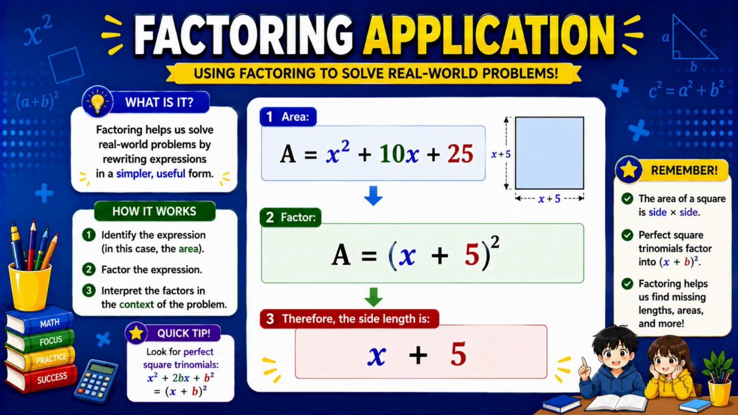Since the area of a square is the square of its side length, we take the square root of the factored expression. Therefore, the side length is x plus 5. Remember, when we are given the area of a square in factored form, the factor inside the squared expression represents the length of one side.